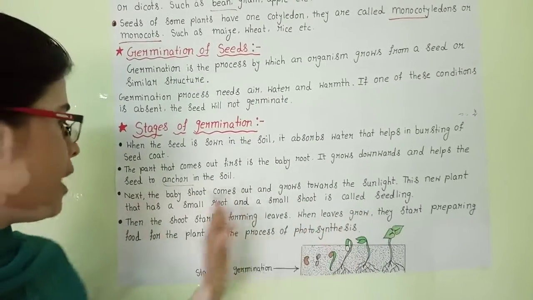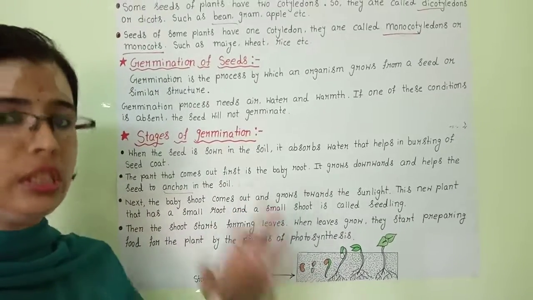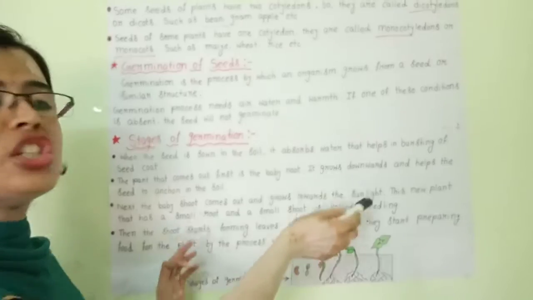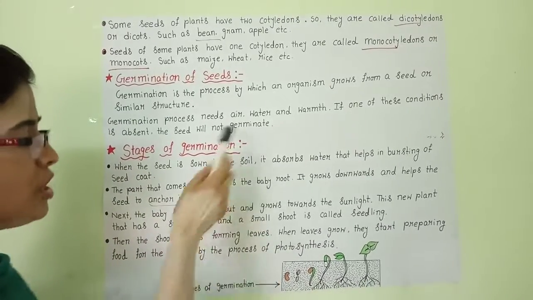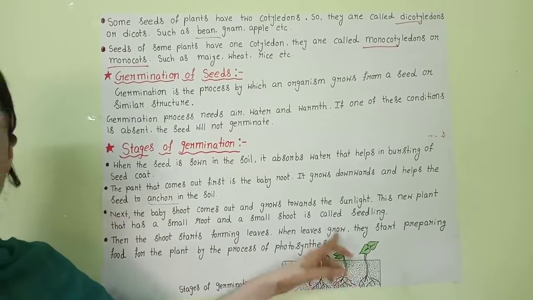When the leaves grow, they start preparing food. That means photosynthesis. We know that already. The leaves are the kitchen of the plant because leaves make food for the whole plant. So this is called photosynthesis, and during photosynthesis, plants make their own food.